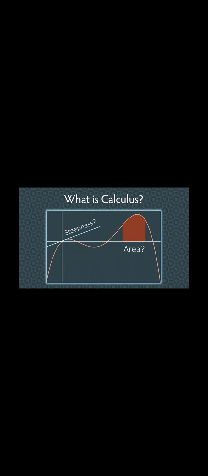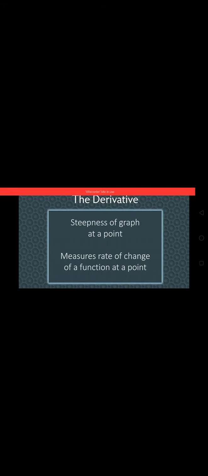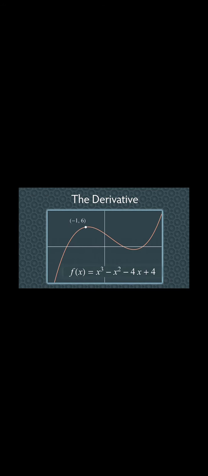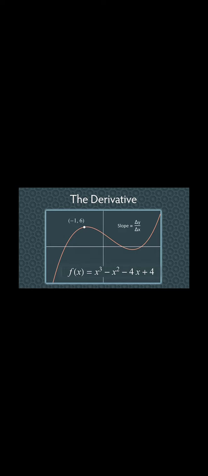Let's take a look at the derivative, the tool that tells us how steep a function is at a point. Another way to think about the derivative is it measures the rate of change of a function at a point. As an example, let's use the function f of x equals x cubed minus x squared minus 4x plus 4. Suppose we want to find the steepness of the graph at the point (-1, 6). How would we do it, and what do we even mean by steepness?